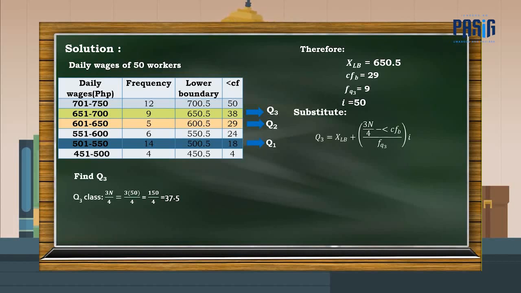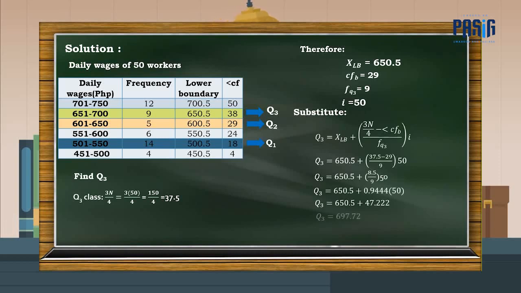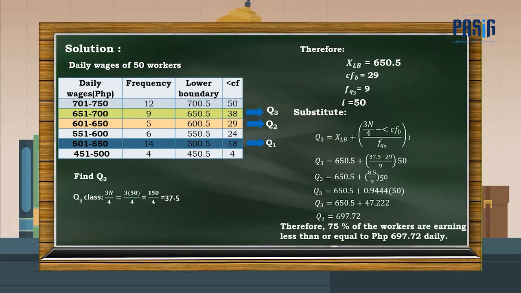Let us substitute these values to the formula. Then, perform the indicated operations. Therefore, Q sub 3 is equal to 697.72. It means that 75% of the workers are earning less than or equal to 697 pesos and 72 centavos daily.